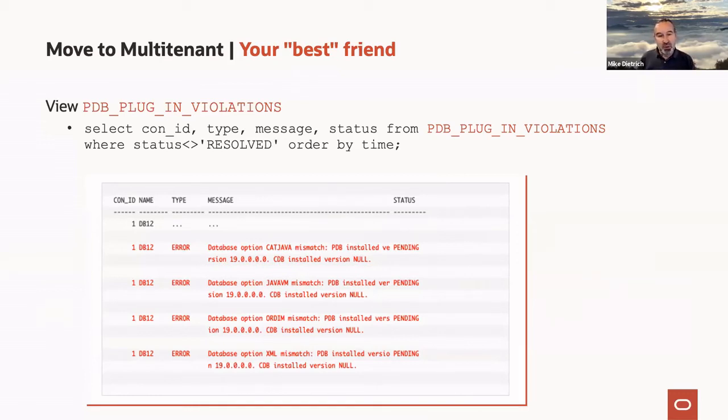So here in this example, what do we see? We see a lot of errors, and I marked them in red, and it says the database option CATJAVA mismatch. The PDB installed, so it says in good English, hey, wait a bit, your PDB has CATJAVA installed, but the CDB doesn't have it. And this is not possible. So it's an error. You can plug in your PDB, but it will ever open only in restricted mode, never unrestricted, until you solve that. So errors must be solved.